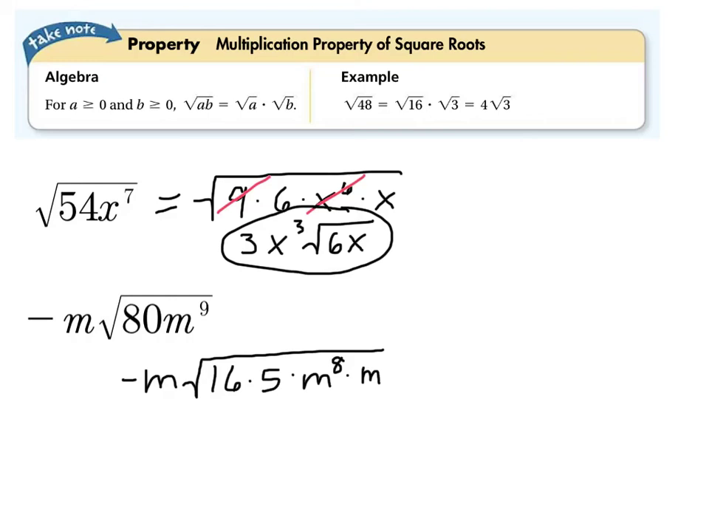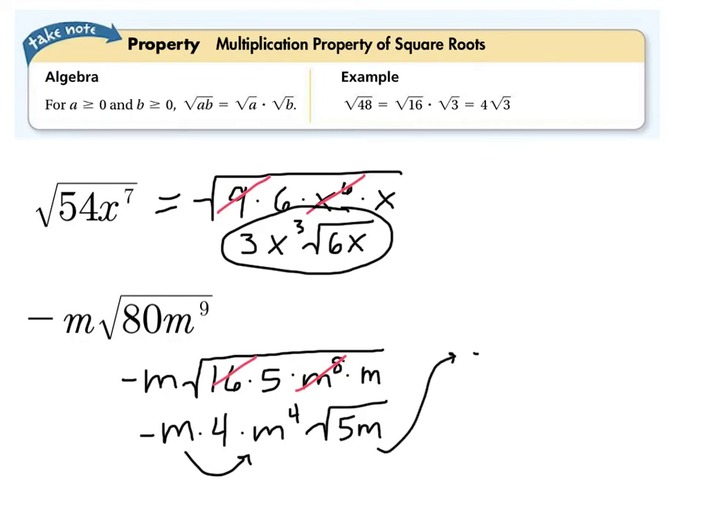And then as you see, I split m to the 9th up into m to the 8th times m. Okay, I can take the square root of this and this. So that's 4. So I have negative m times 4 times m to the 4th with the square root of 5m left inside. And now I'm just going to go ahead and multiply this and simplify it a little. So the negative is going to go on to the 4. You've got an m to the 4th on the outside and a 5m on the inside. And that one's also done.